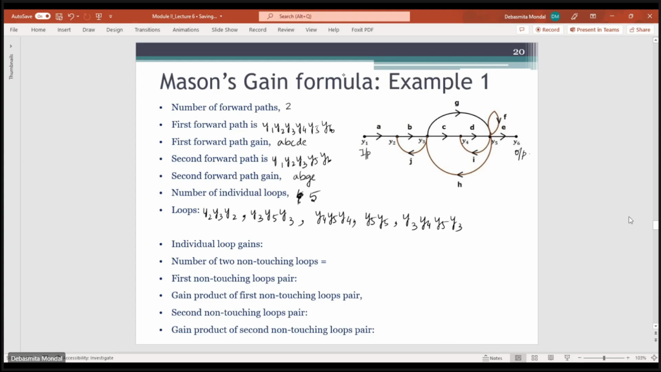So correspondingly, for this first loop, it will be B into J. Then for the second loop, it is G into H. Then you have this, so this will be D into I. Then you have Y5, so this is F, and then this one, C, D and H. So you have 5 loops. Just hold on for 1 second.